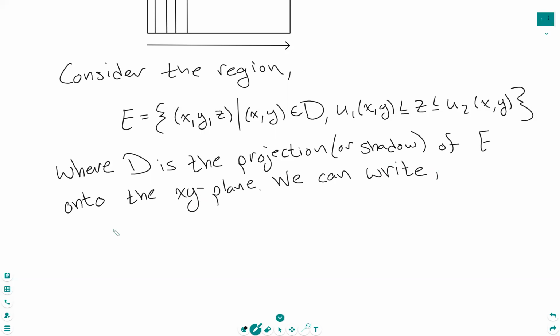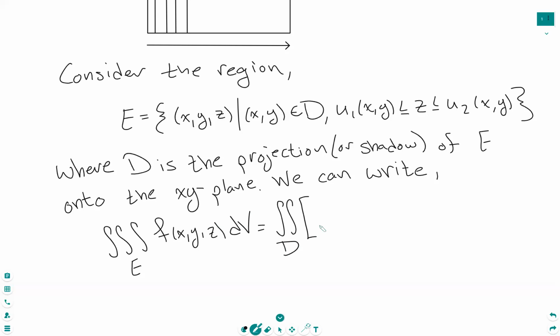So we can write the triple integral over E of the function f of x, y, and z dV is equal to the double integral over the region D, and then the single integral bounded by u1 and u2 of f of x, y, and z, dz, dA.